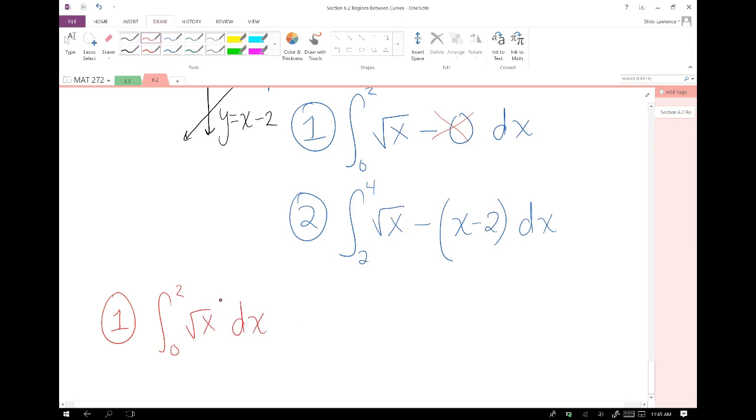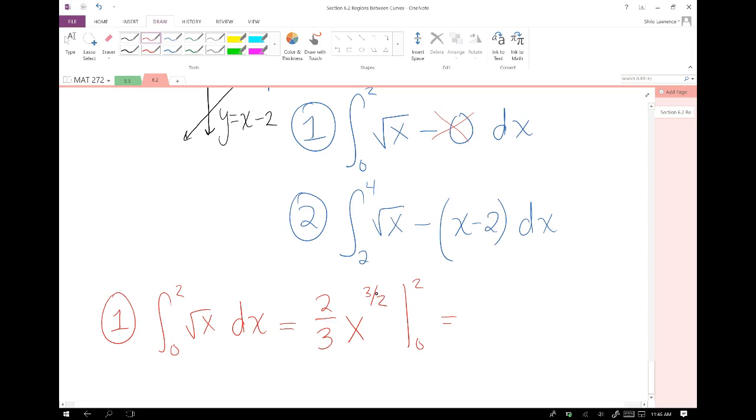So remember, square root x is x to the 1/2. So to integrate x to the 1/2, we're going to add one to the exponent and then flip the new exponent. So our antiderivative is 2/3 x to the 3/2. And then if we plug in 2, 2 to the 3/2 is not a nice rational number. 2 cubed is 8, and then we want the square root of 8.